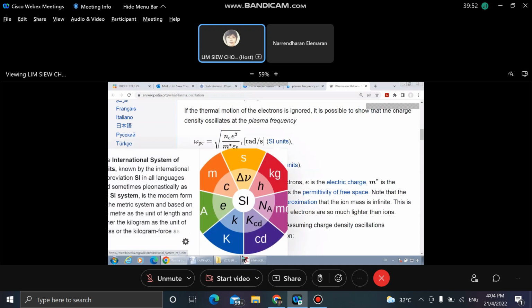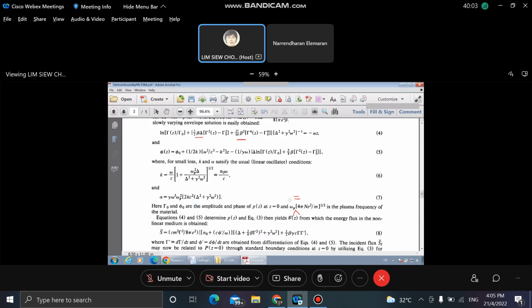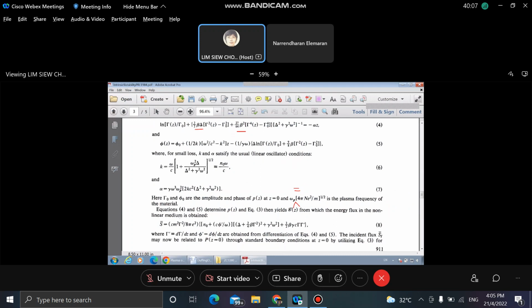Okay. So if you use SI, then you use this. Then you no need to follow this. This is CGS. And the formulas are okay. The formulas apply to both SI and CGS.